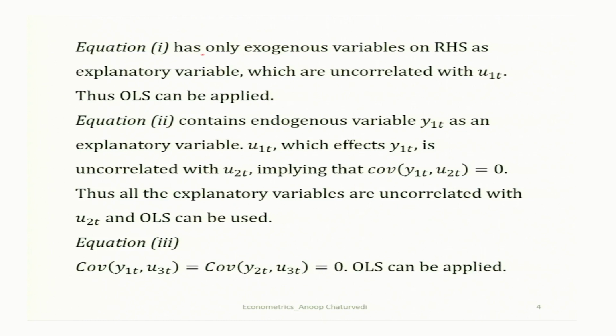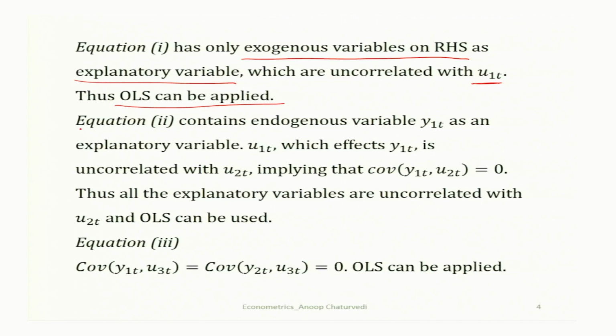Now, the equation 1 has only exogenous variables on the right hand side as explanatory variables, and all these exogenous variables are uncorrelated with the disturbance term u 1 t. So, you do not have any problem of correlation between explanatory variables and the disturbance term, and you can directly apply OLS procedure for estimating this equation or for estimating the parameters of this equation.